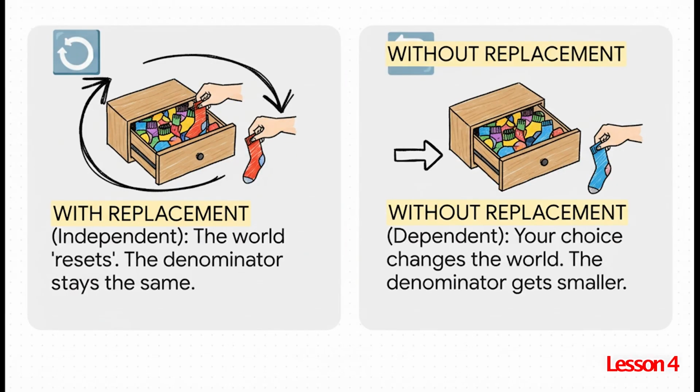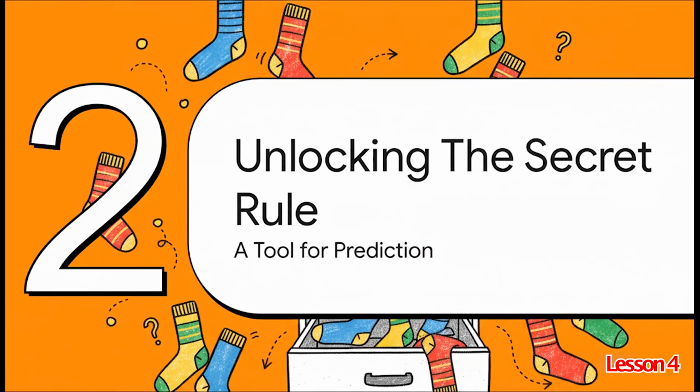With replacement is what we've done. That's where everything resets after the first event, just like a video game. It's not really how things often work. The without replacement option, which we're doing now, is when your choice affects what happens later. It changes the world that you're dealing with, and your denominator will get smaller because there's less to choose from.